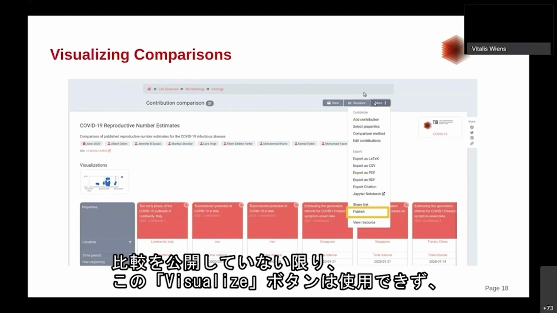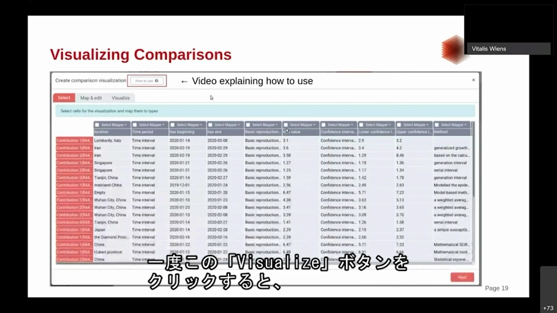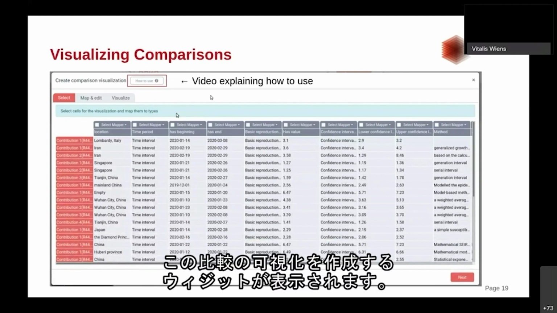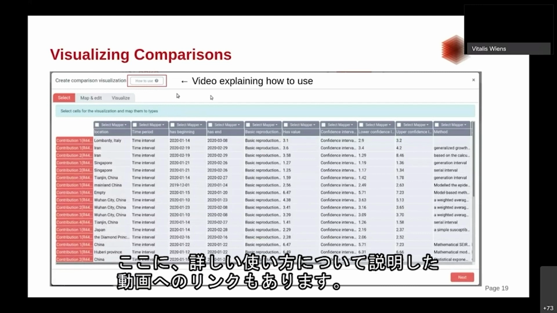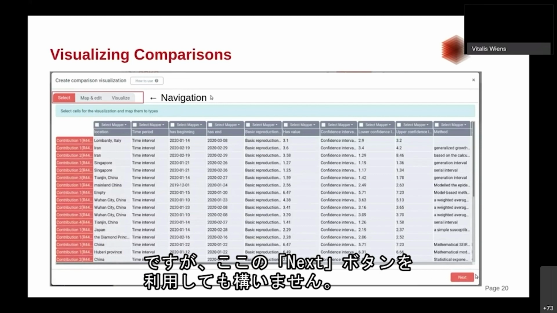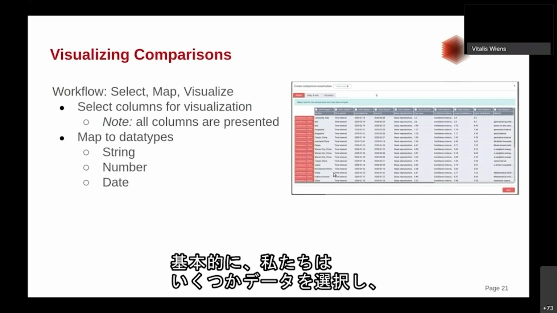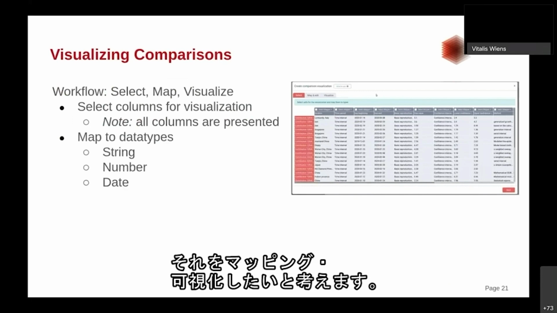And as long as you have not published the comparison, this visualize button will be disabled and you are not allowed to create a visualization. So once we click on this visualize button, we will see this widget, which will create the visualization for this comparison. And here's also a link to the video explaining how to use this in more detail. And we have on top these 3 tabs for the navigation, but you can also use the next button here. And what is the workflow? So basically, we want to select some data, we want to map it, and then we want to visualize it.